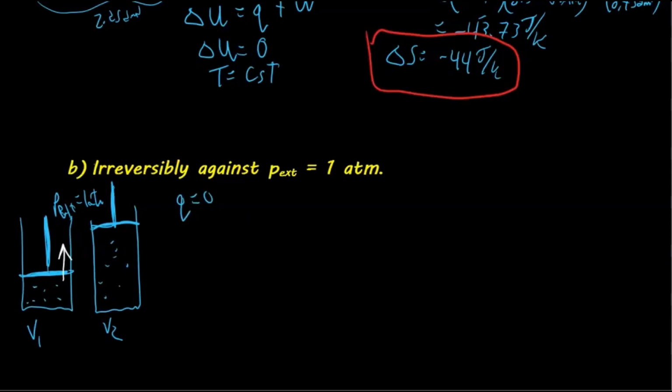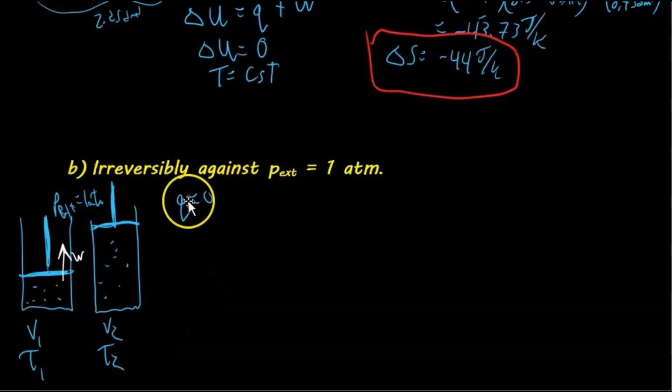And we're doing work now. We're pushing against this external pressure. So the gas is performing work, losing energy as work, but no energy is being transferred in as heat. So the temperature is changing, going from T1 to T2 here. The pressure of this gas will change as well, but we'll stick with volumes and temperatures here.